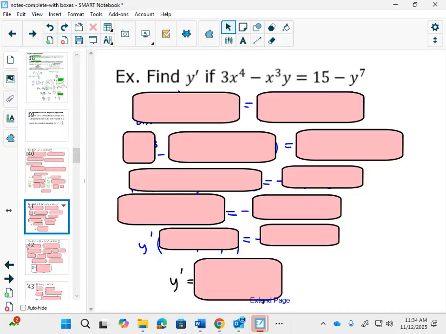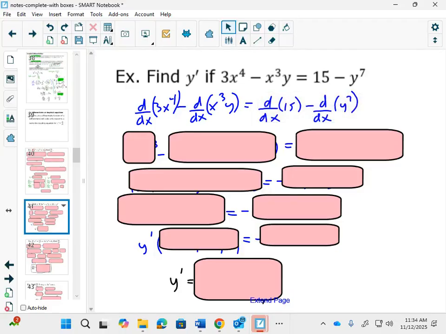So if I want to find y prime in this situation, I would do d/dx of everything. The easy ones are going to be the ones without any y's in them. d/dx of 3x to the 4 is 12x cubed. The d/dx of the 15 is going to be 0.